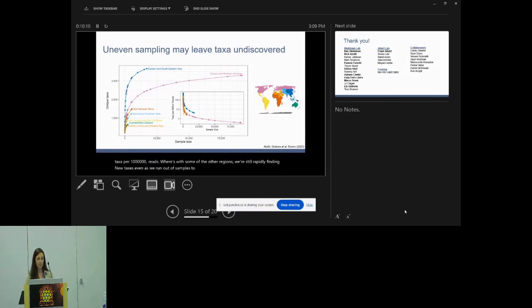And this is something I just wanted to highlight because I think further sampling efforts would probably bear more fruit and we'd be able to find a lot more interesting and novel things if we looked at microbiomes that we haven't studied so deeply before.